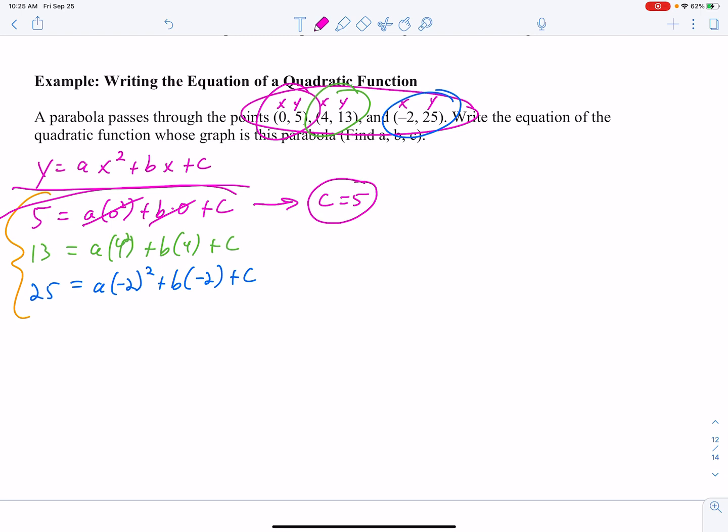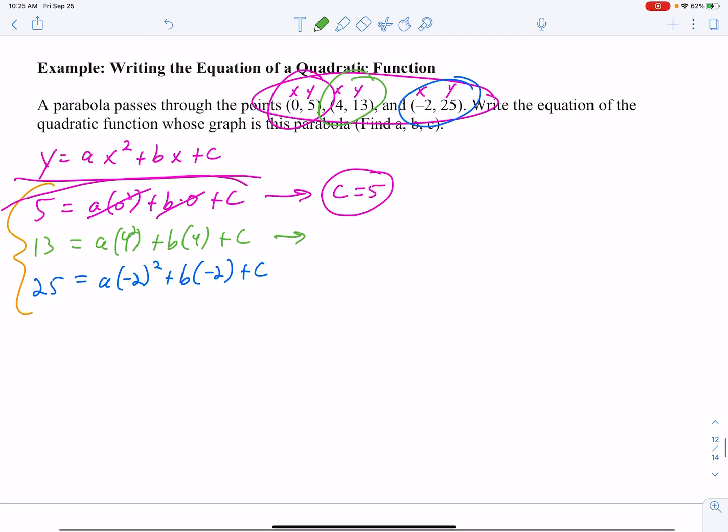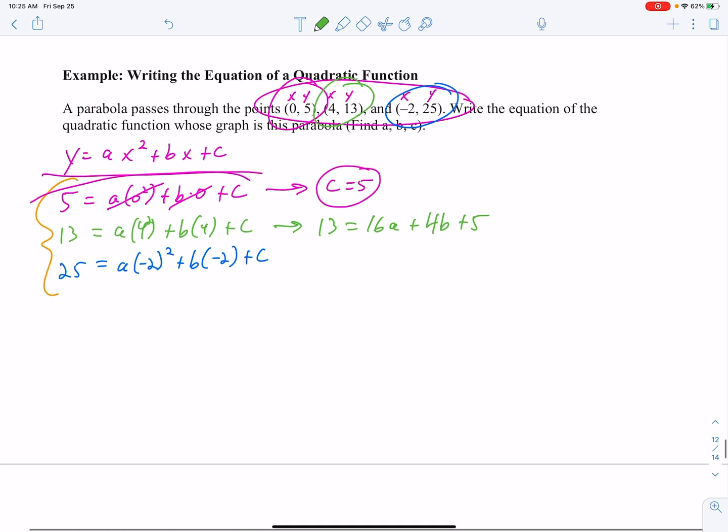So we already found c. Well, that was nice of them, right? Made that pretty easy. So let's work with the green equation now. Well, we know c is 5, right? So let's plug in and simplify all the other numbers here. So we'll get 13 equals, so 4 squared is 16 times a plus 4 times b plus 5. Okay, because we plugged in a 5 for c.